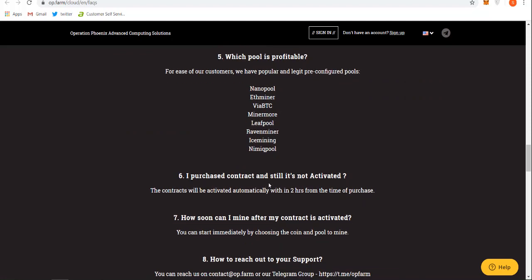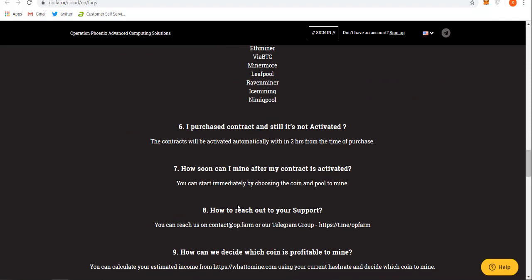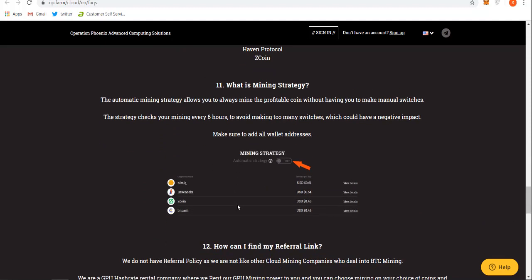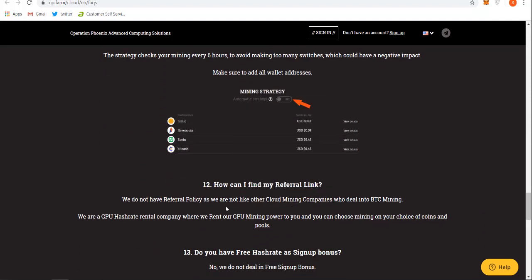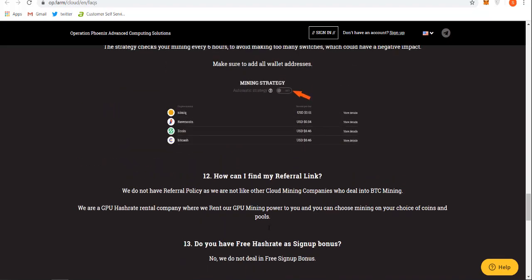I purchased a contract and it is still not activated. So these are the FAQ you can read on your own and it will help you a lot. And there is no referral program, as we do not have a referral policy and we are not like other mining companies who deal in BTC mining, where we rent our GPU mining power to you and you choose mining on the choice of your pools easily. So this is a really great company.